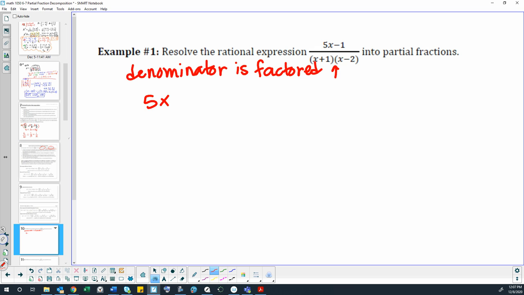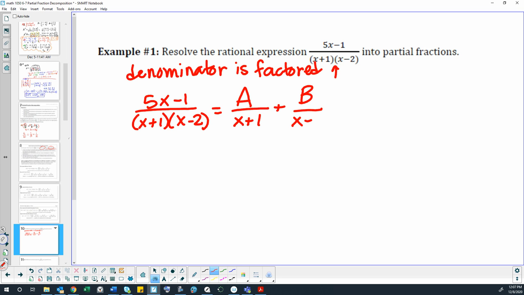So I'm going to rewrite this. So I have that on one side. x plus 1 times x minus 2 equals A over x plus 1 plus B over x minus 2. Okay, so it's factored, and then I've set up my problem with each individual factor being a denominator of a separate fraction, with a variable on top because I don't know those numbers yet.